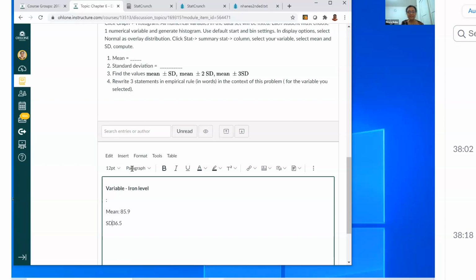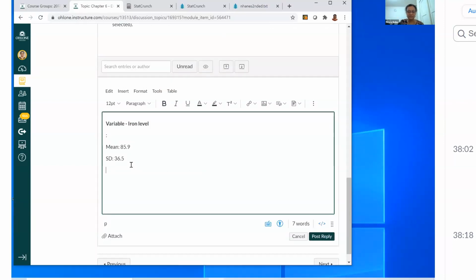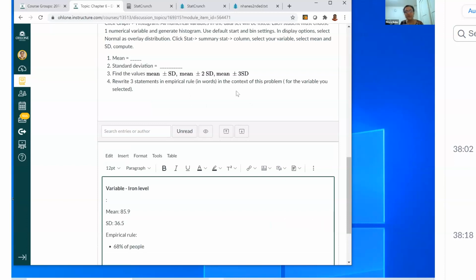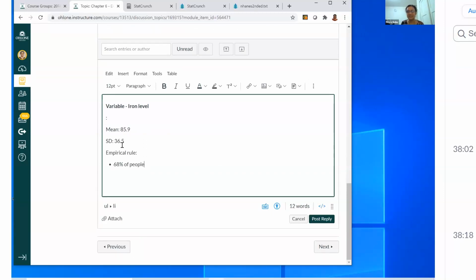Now for the empirical rule interpretation. The empirical rule has three numbers: 68%, 95%, almost all. I'm going to put a bullet for each. 68% of people, interpreted in the context of the problem for the variable. Note that you have to write the empirical rule for the variable you have selected. What does the empirical rule mean with this mean and this standard deviation?